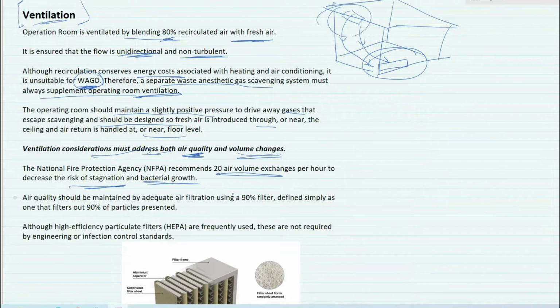And now there is a 90% filter that is used. Now this is a requirement. This should be done in an OT. And what is the 90% filter? A 90% filter ensures that 90% of the particles presented to that filter are filtered out. Now this is not the most effective or efficient filter, but this is the one that is required.